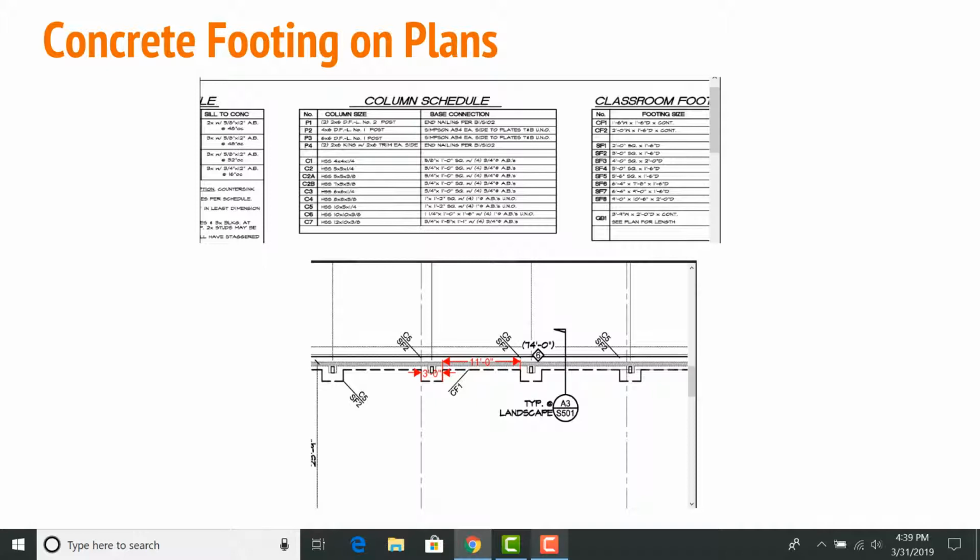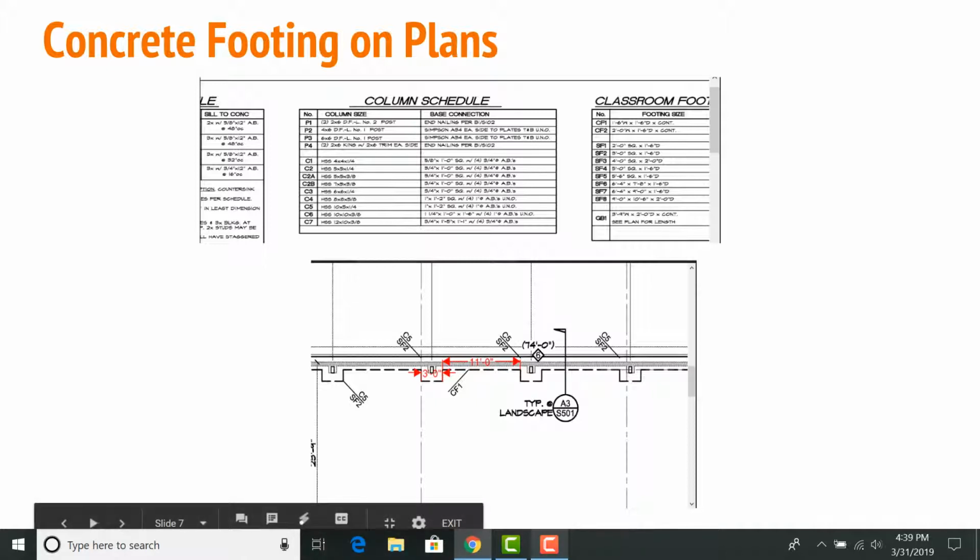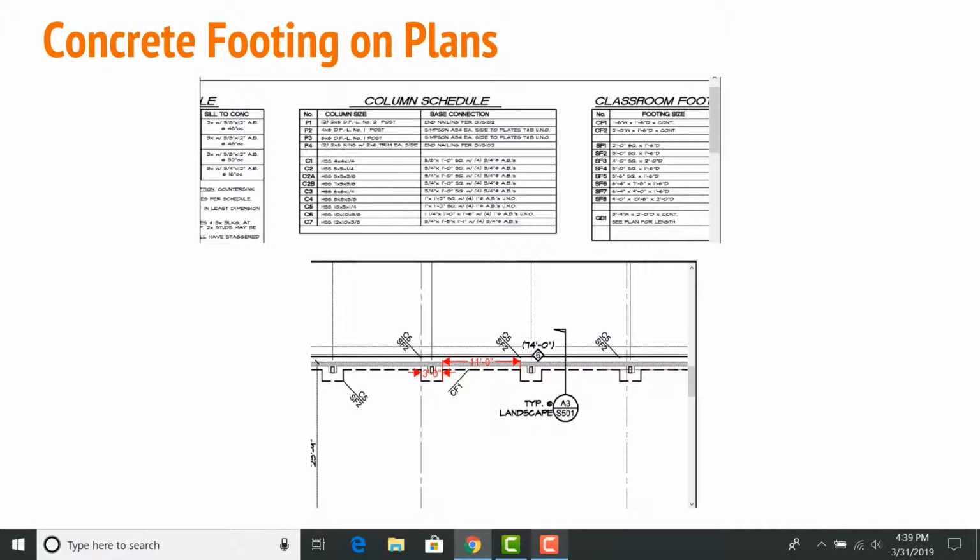Here is a picture of drawings that show continuous footings. Here you have your column schedule and your footing schedule over here, and you have all your sizes, and right here's the drawing. So on Bluebeam you could measure the length of the continuous footing for CF1 that is listed here on the schedule.